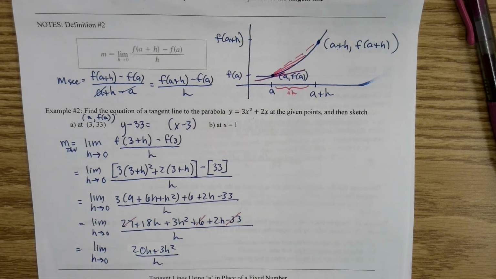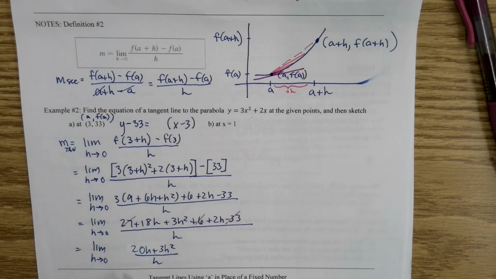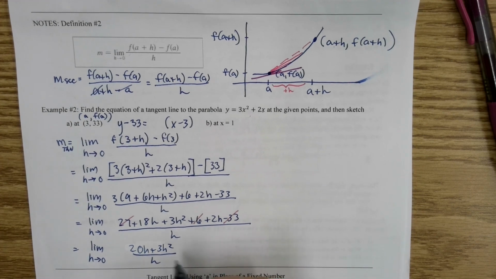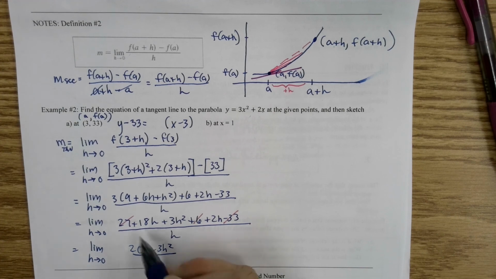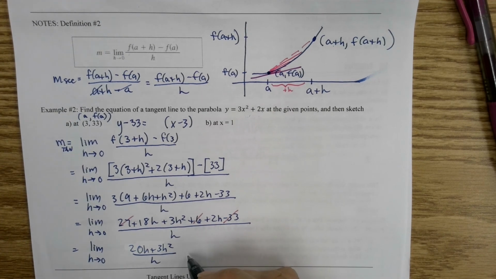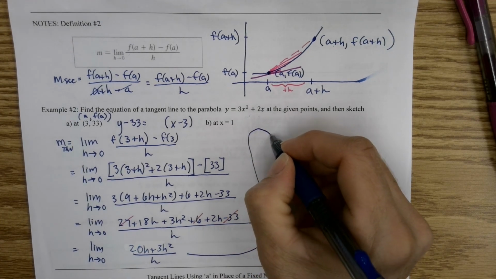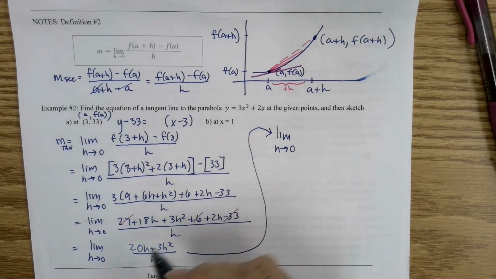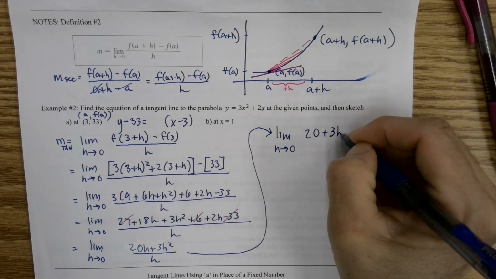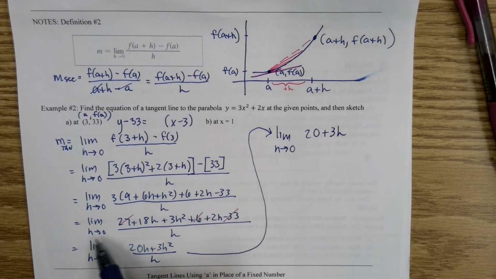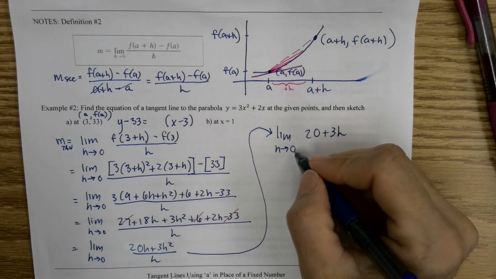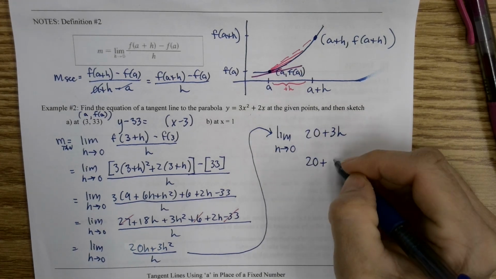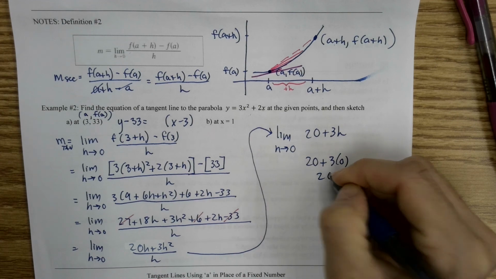Now, we're not done yet. We are actually evaluating a limit. So what am I going to do next? I'm going to simplify this expression by dividing both of these terms by h. I'm going to come over here and use this space. So we would have the limit as h approaches 0. 20h over h is 20. 3h squared over h is 3h. And now I can evaluate this limit. Earlier, I couldn't substitute 0 in because that would give me a 0 in the denominator. So 20 plus 3 times 0, which leaves me with 20.